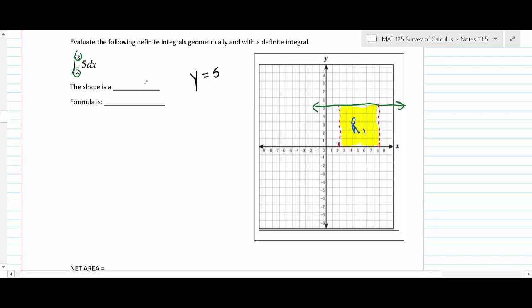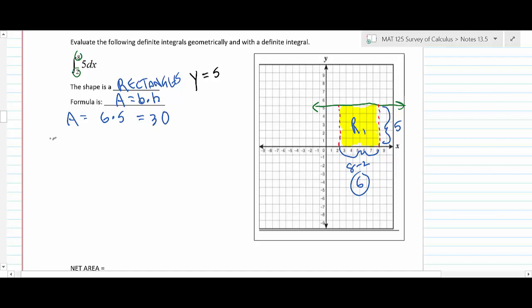Okay? What kind of shape is this? It's a rectangle. Or is it a square? Well, a square is a special rectangle. I see 4 sides with 4 right angles, so it's a rectangle. What's the formula for the area of a rectangle? Base times height. The base would be the distance from 8 to 2, which is 6. The height is 5. So the area is 6 times 5, which is 30. That's how you would find the area.